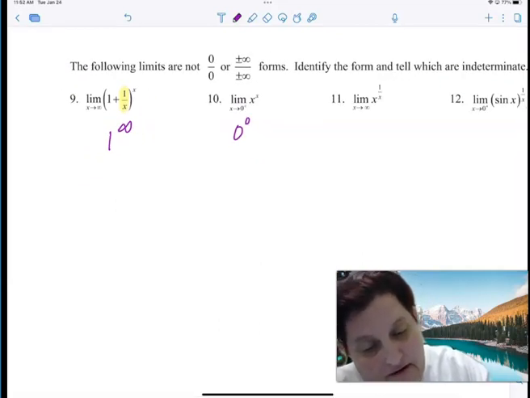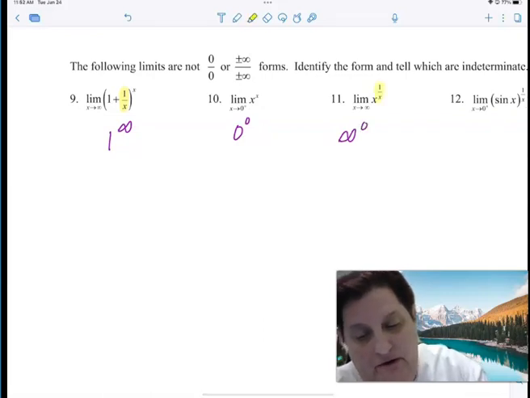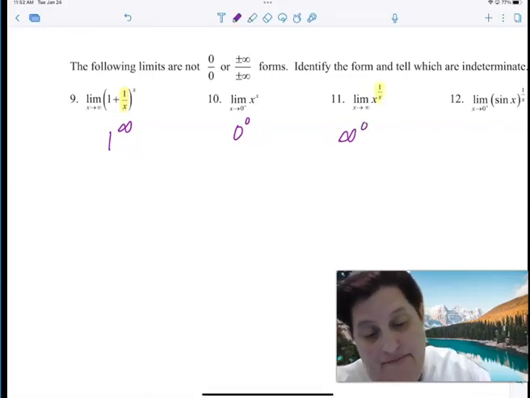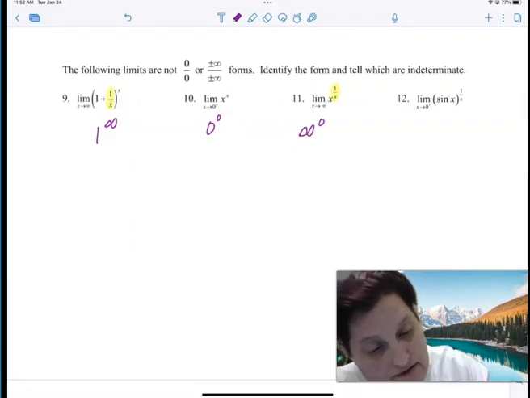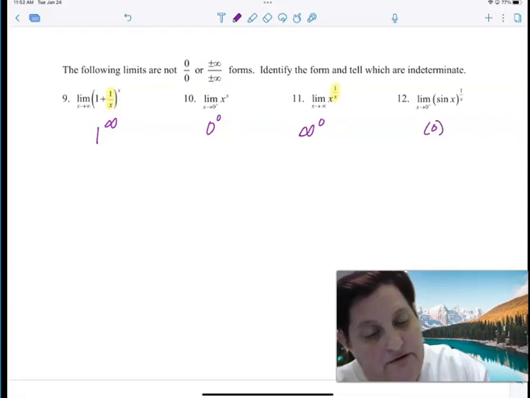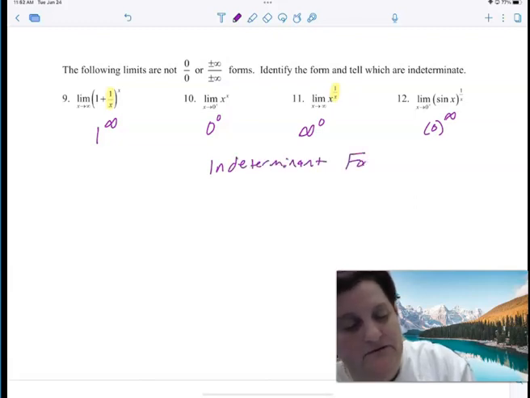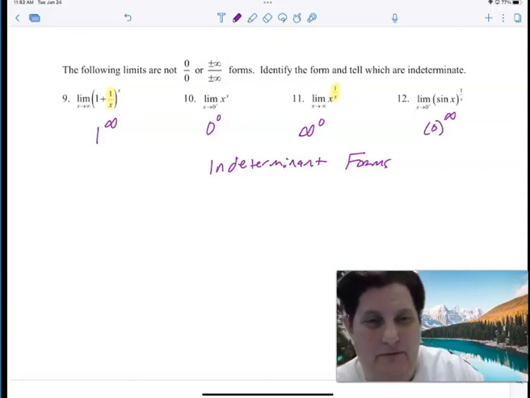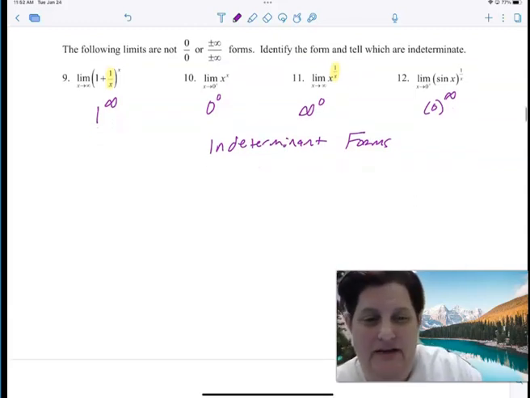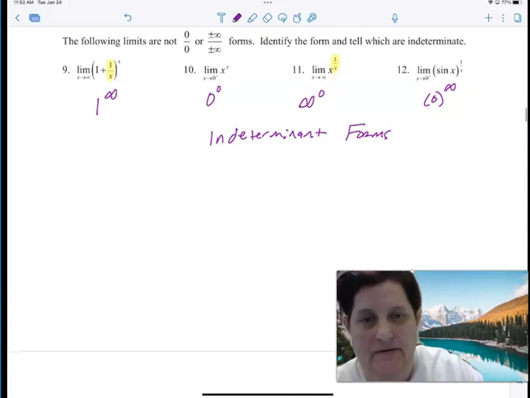And this is infinity to the 0, because we do know 1 over x is going to go to 0. And then this is, the sine of 0 is 0, and 1 over 0 goes to infinity. Okay, so these are all called indeterminate forms. And we can't really do L'Hopital or anything with those. Okay, you can't tell. All right, you just can't tell.